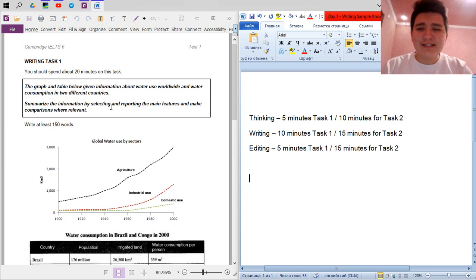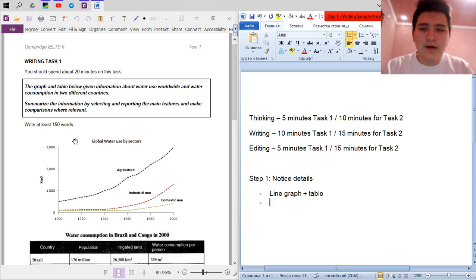Now, what do I do then in the thinking process? Let's start with task one. Step one is to notice the details. To do that, I read the question rubric. The graph and table below give information about water use worldwide and water consumption in two different countries. So it's a line graph and a table.